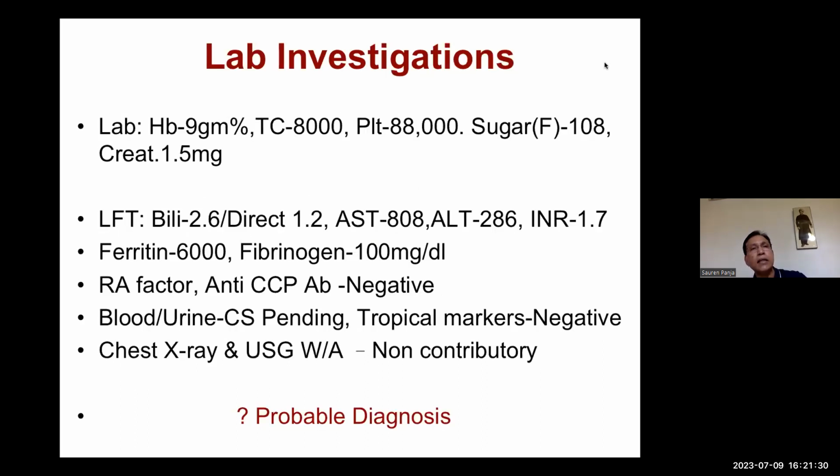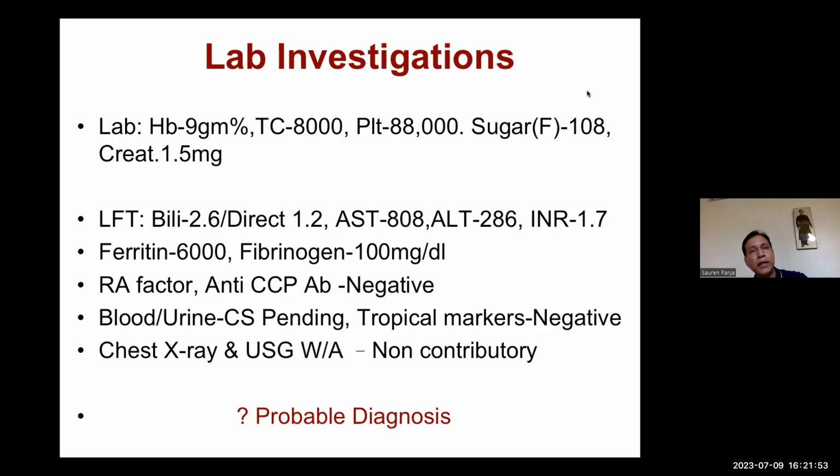In the lab investigations we received, you can see the platelet count was on the slightly lower side and hemoglobin on the lower side. This patient had a creatinine value of 1.5 milligram per deciliter, there is alteration of the LFT, and this patient had ferritin of 6,000, fibrinogen of 100 milligram per deciliter.